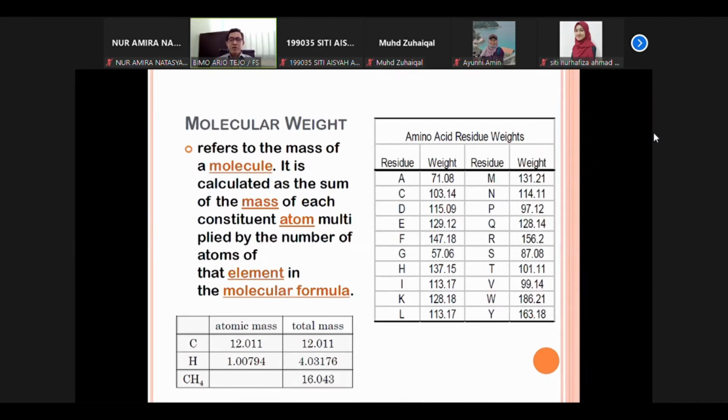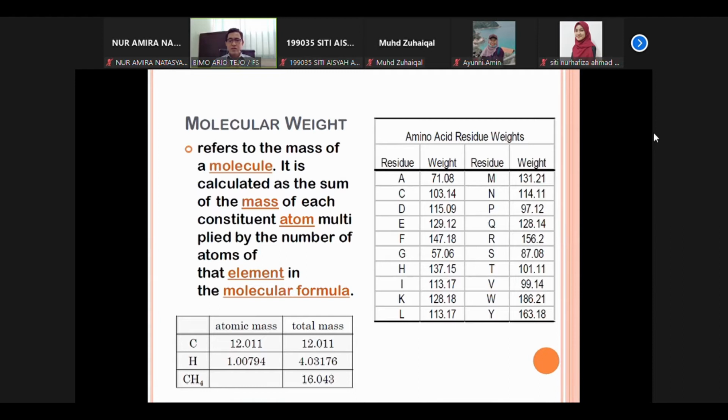All right. So molecular weight refers to the mass of a molecule. Basically, it's a sum of the mass of each amino acid. So kalau you ada protein, it consists of amino acids. So you have the mass of each amino acid. You nampak dekat sini, for each amino acid, A, C, D, E, F, G, etc. That's the single letter code of the amino acids.